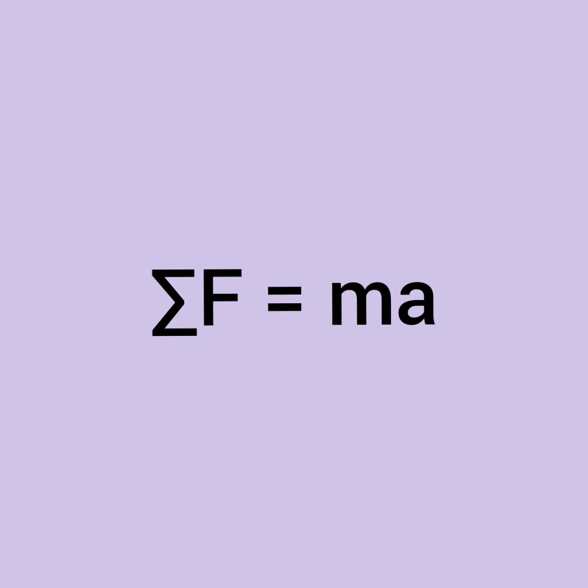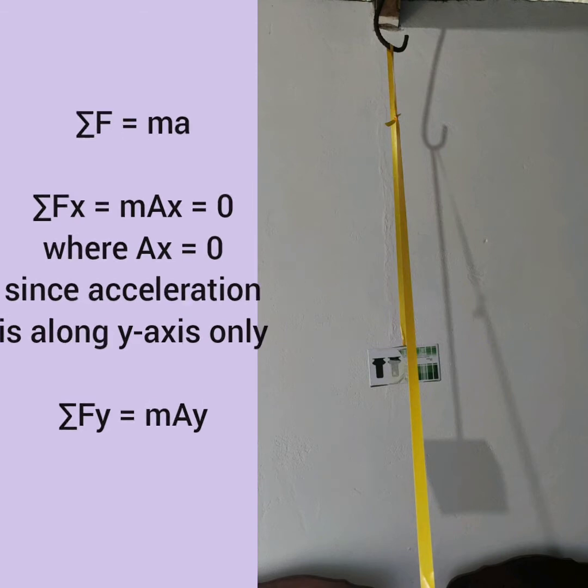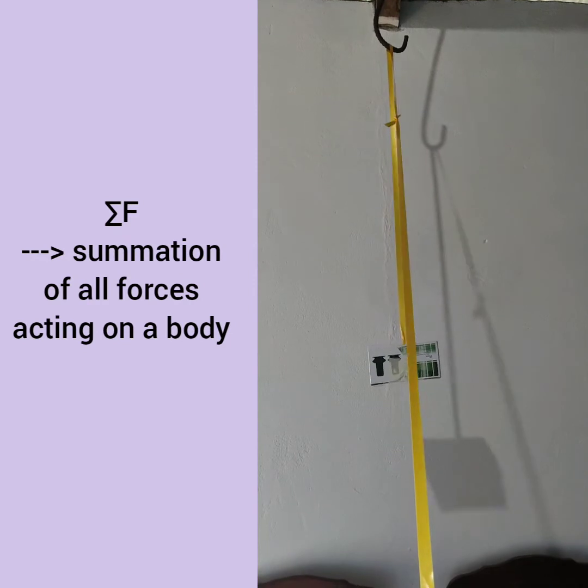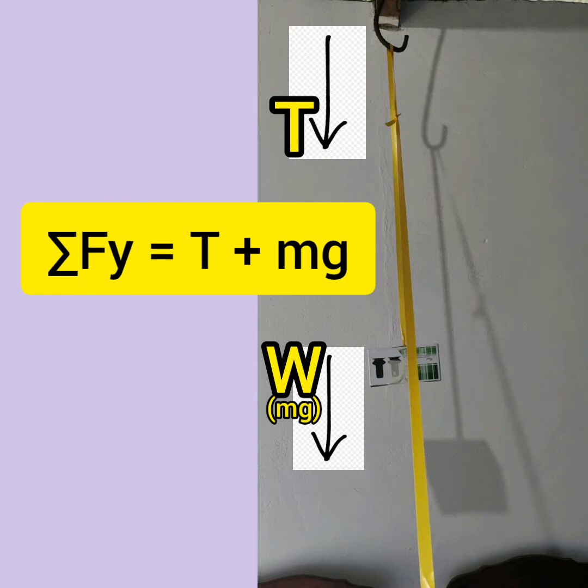In the law of acceleration, net force is equal to the mass of the body multiplied by its acceleration. Since it is an acceleration in a vertical direction, its net force will be calculated on the y-axis only. In a constant acceleration, net force will be the sum of forces acting on a body, which in this particular situation is the summation of the tension force and the gravitational force, or the weight.